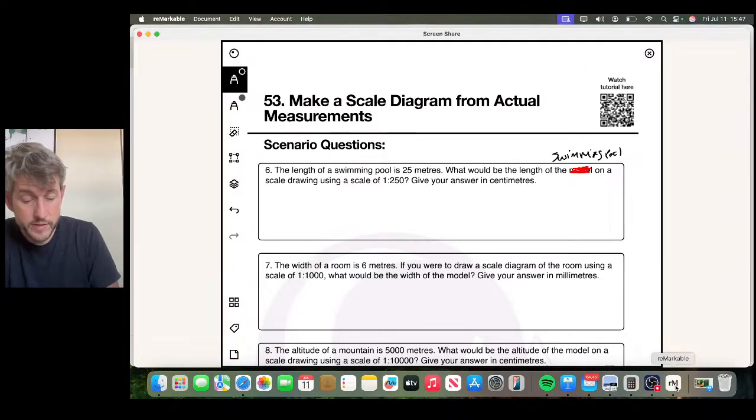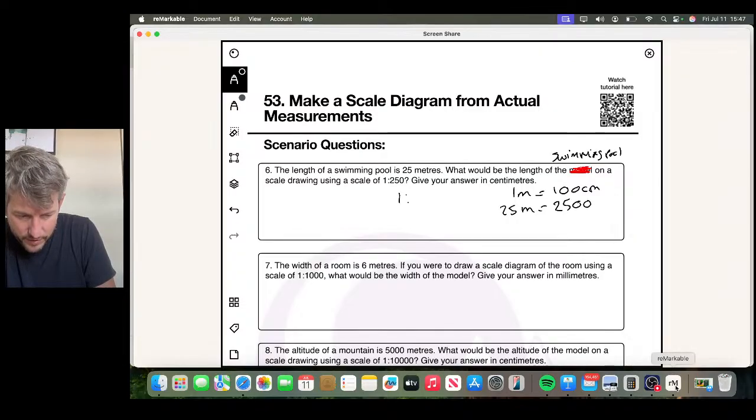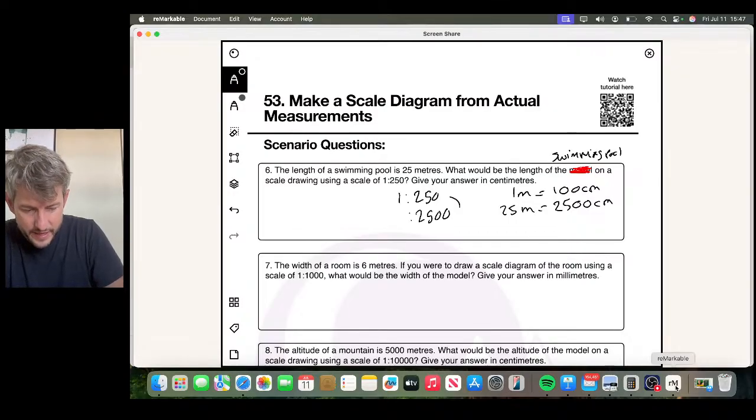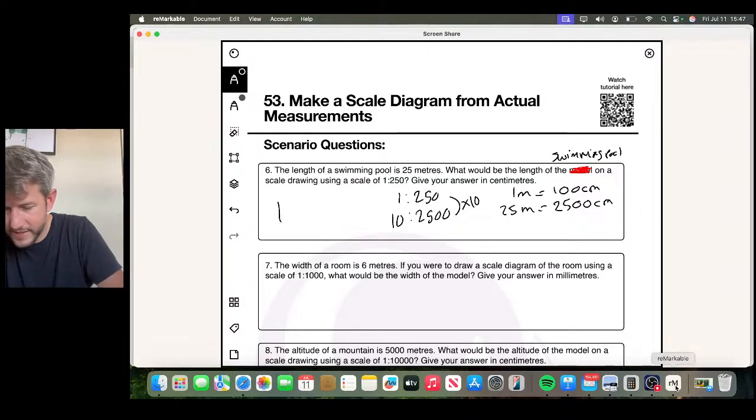On a scale drawing using a length like this. So 1 meter equals 100 centimeters, so 25 meters is 2,500 centimeters. So we've got 1 to 250 here. We need to get to 2,500. Actually we can see here that this is just times 10. So that would be there. So it would be 10 centimeters.